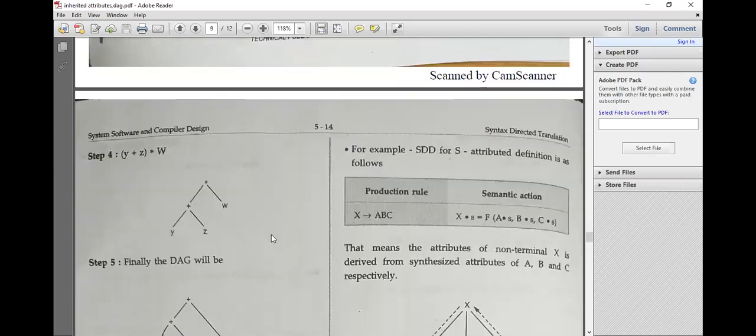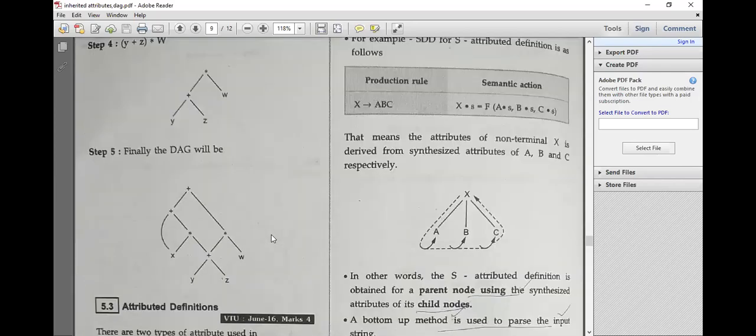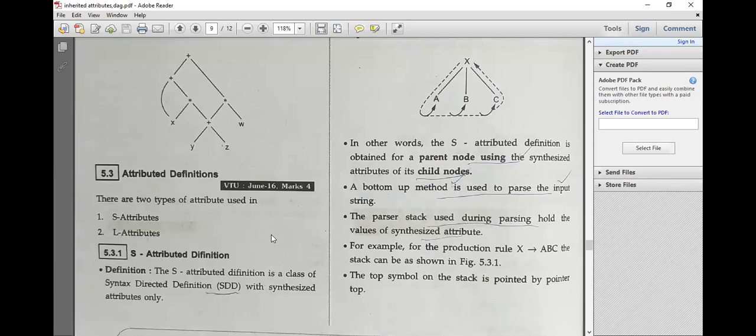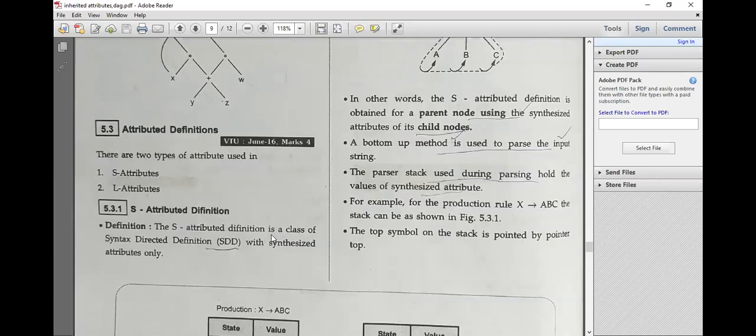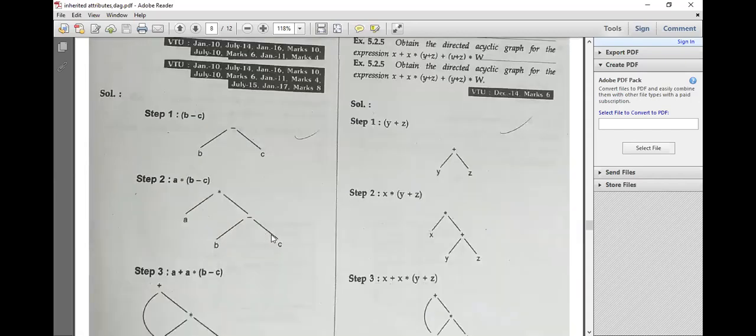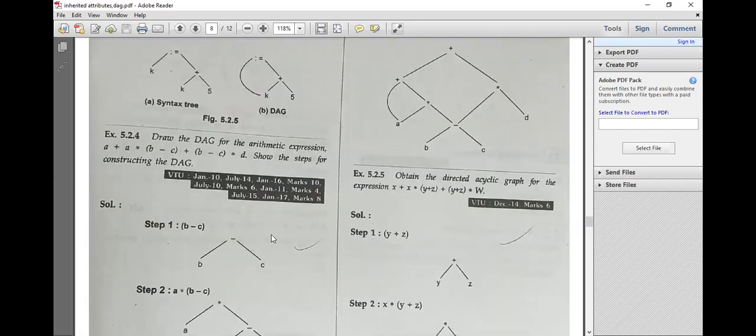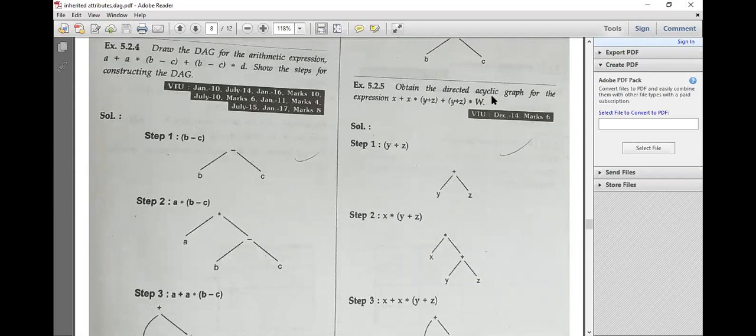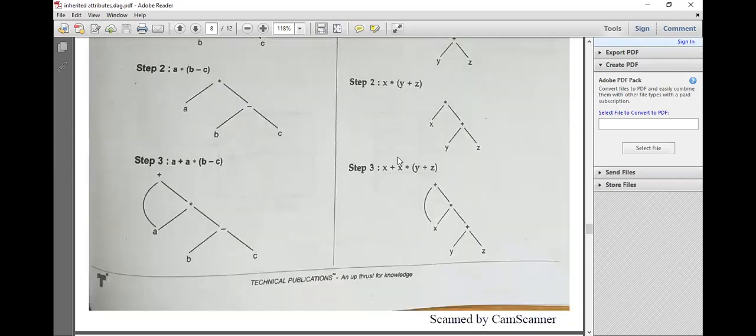See, one example is there. Before going to S attributes and L attributes, we'll take one small example for this DAG only. Here, obtain the directed acyclic graph for the expression x plus x star (y plus z), again y plus z is given, again star w. The syntax tree is very easy. In the syntax tree, we have different parent nodes to be represented.